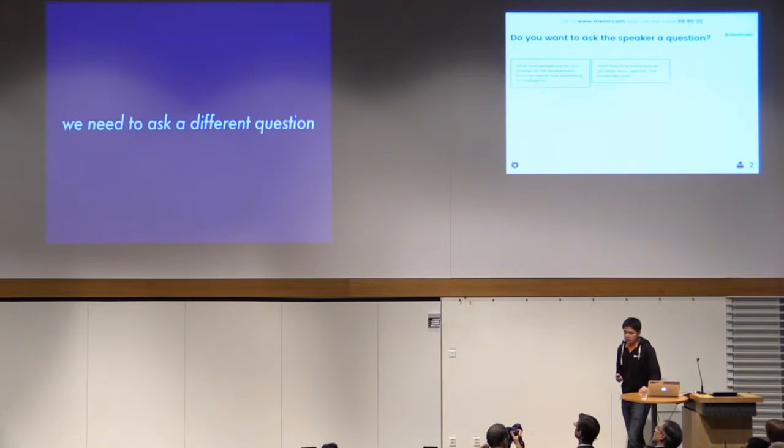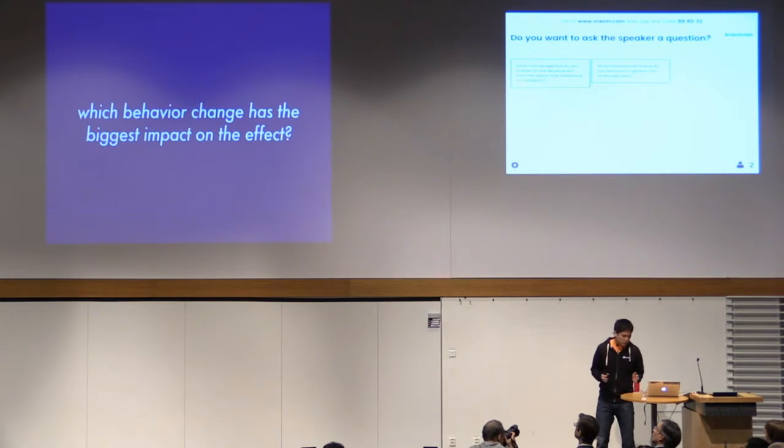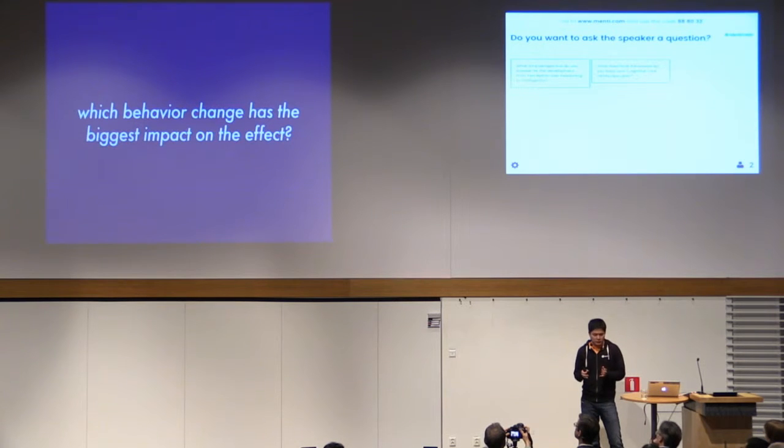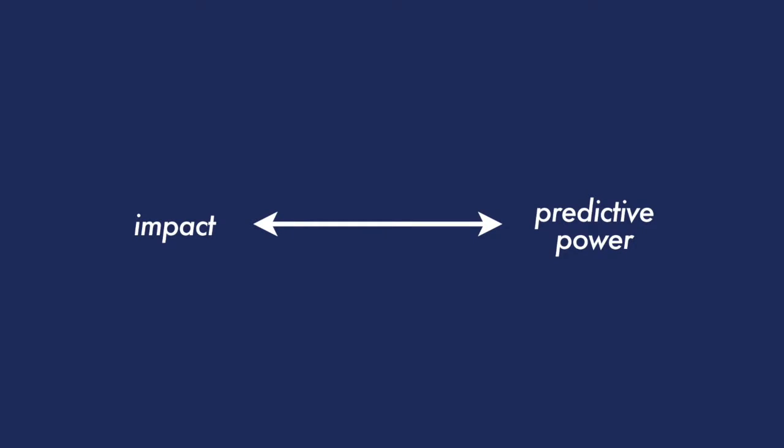Now we want to ask a different question. Among all those behavior changes we can imagine, which one actually has the biggest impact on the effect? So for my work, the effect is retention, short-term retention. We want to understand which user behavior or which aspect in the product actually leads to either better retention or worse retention. And later on, I will show how at Spotify we can approximate the impact of those behavior changes with their predictive power to the effect.